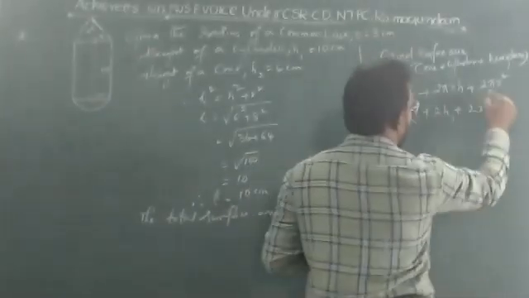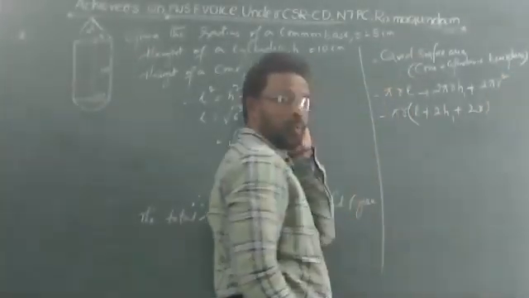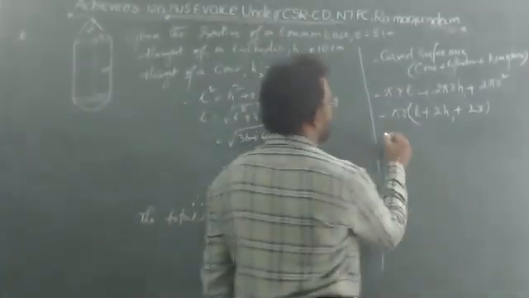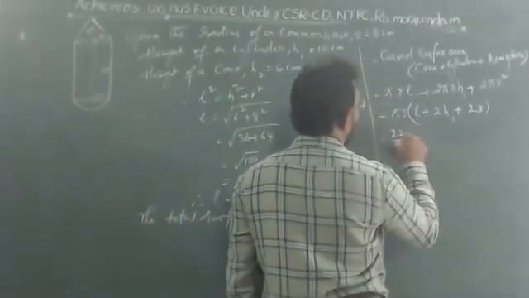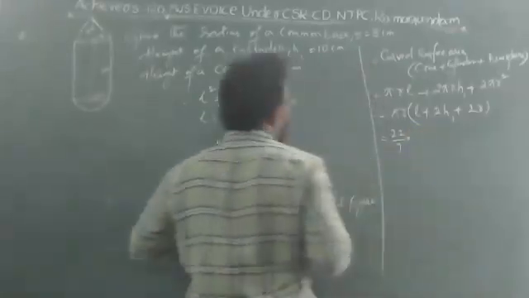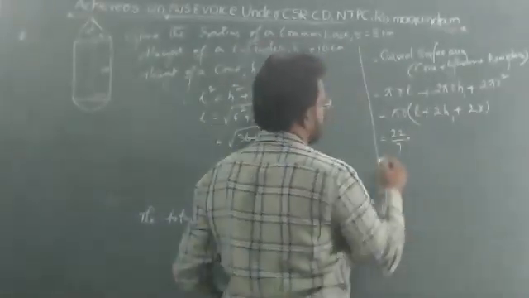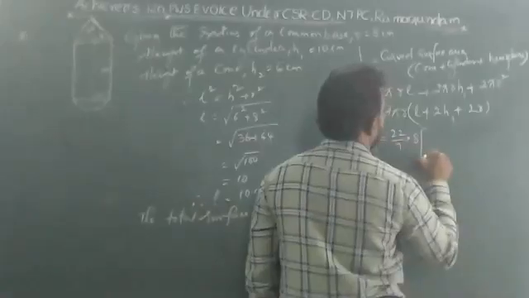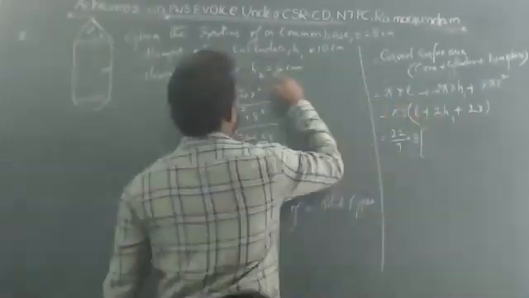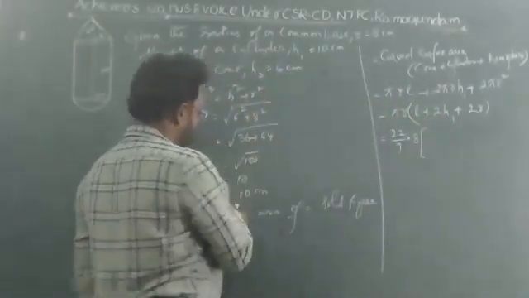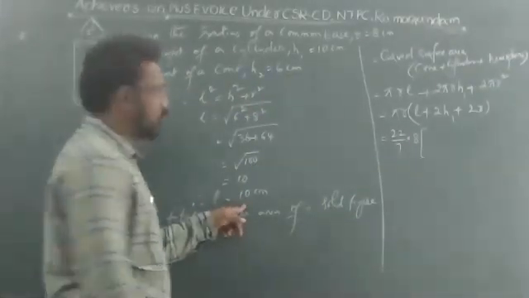Pi r into 2 r, 2 pi r square. Now substitute the values of this one. 22 by 7 into r. What is the r value? The r value is 8. Into L. What is L here? L is nothing but 10.